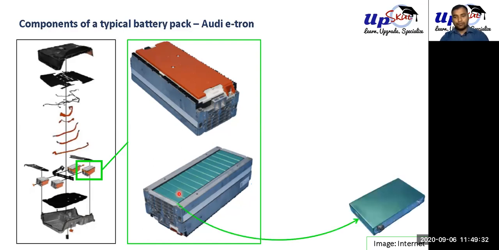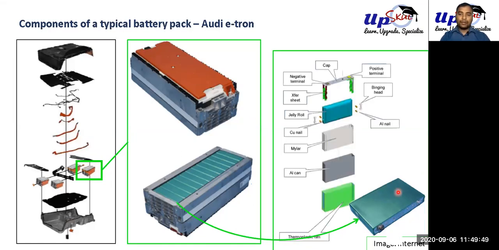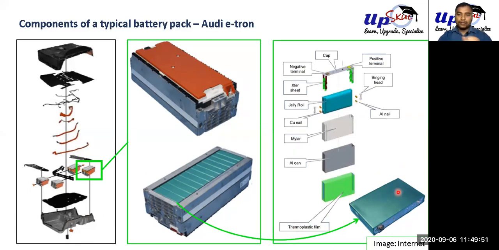So this is one individual cell. As you can tell by looking, this is a prismatic cell, no doubt about it. And now, what's inside of this cell? Outside we can see that this looks like a metal casing. Most of the time it's an aluminum casing.